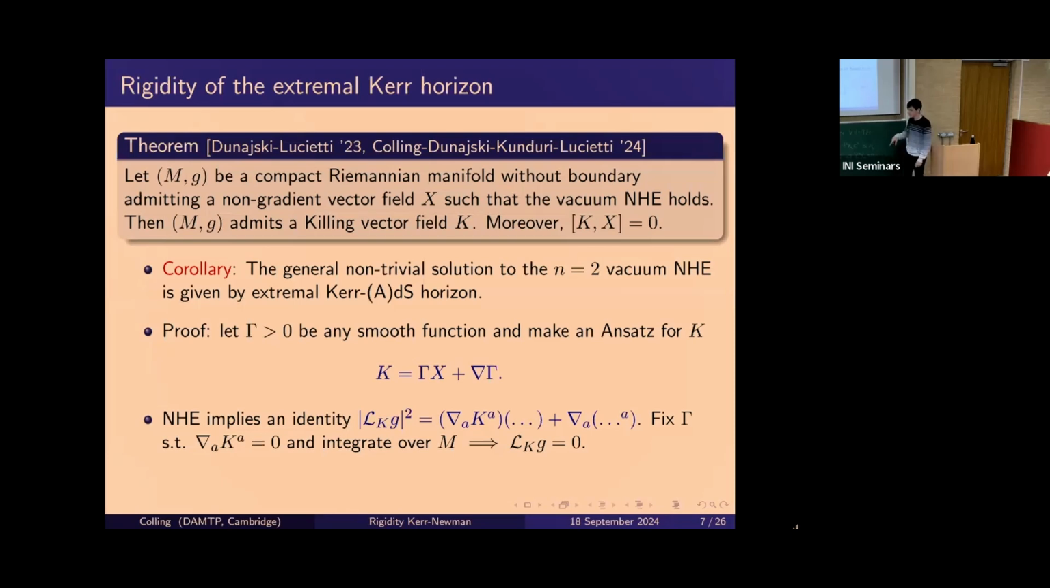No, this K lives on the manifold M. So we only have M, we don't have any space-time anymore. This is not the same Killing vector as the one that defines the horizon. Yes. X is tangent to the cross-section, and so is K. Everything lives on this cross-section.